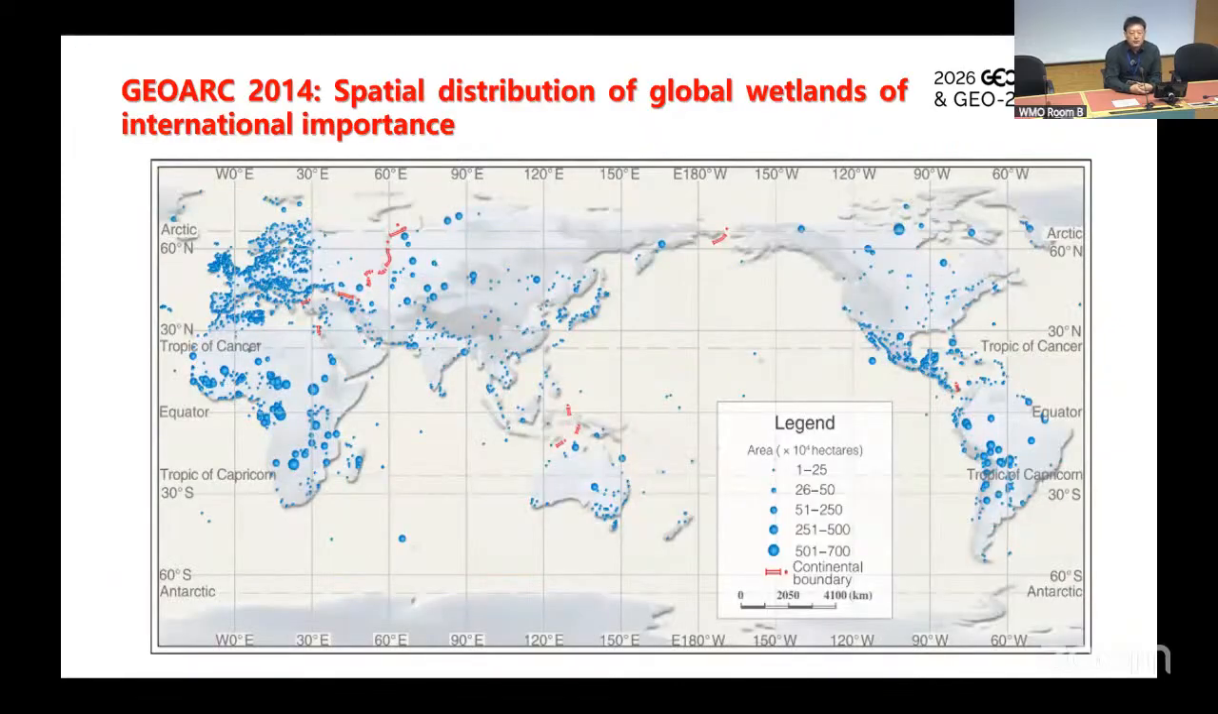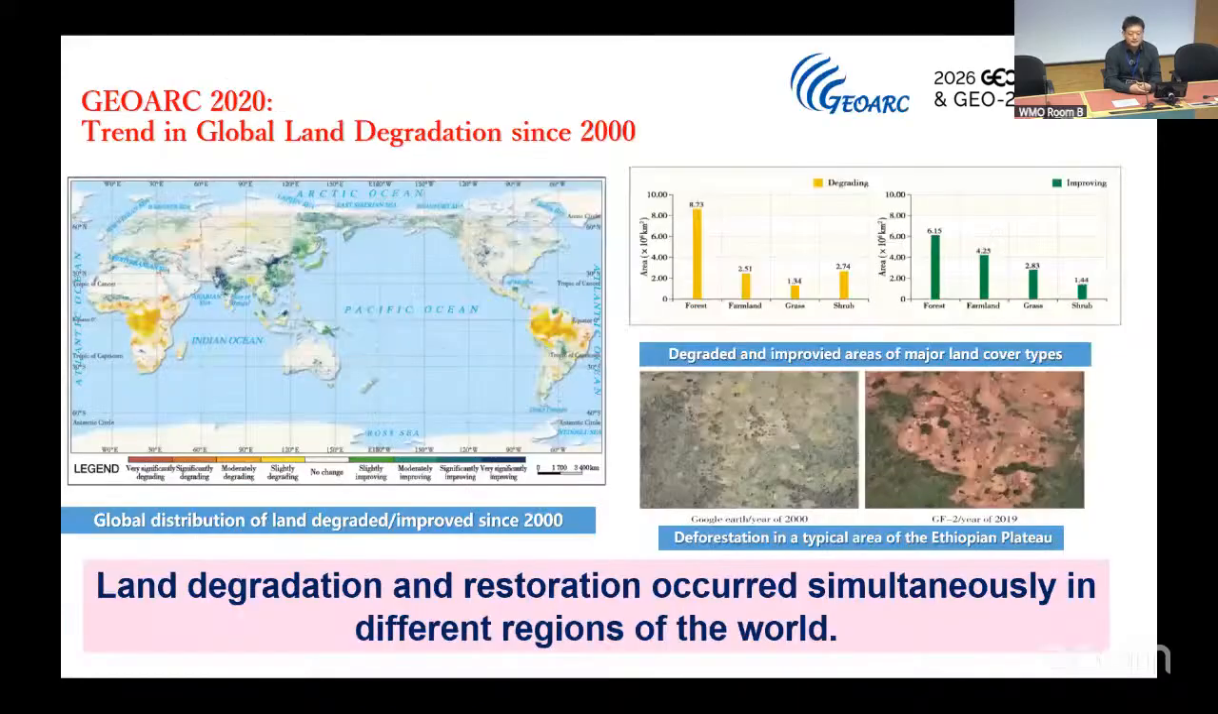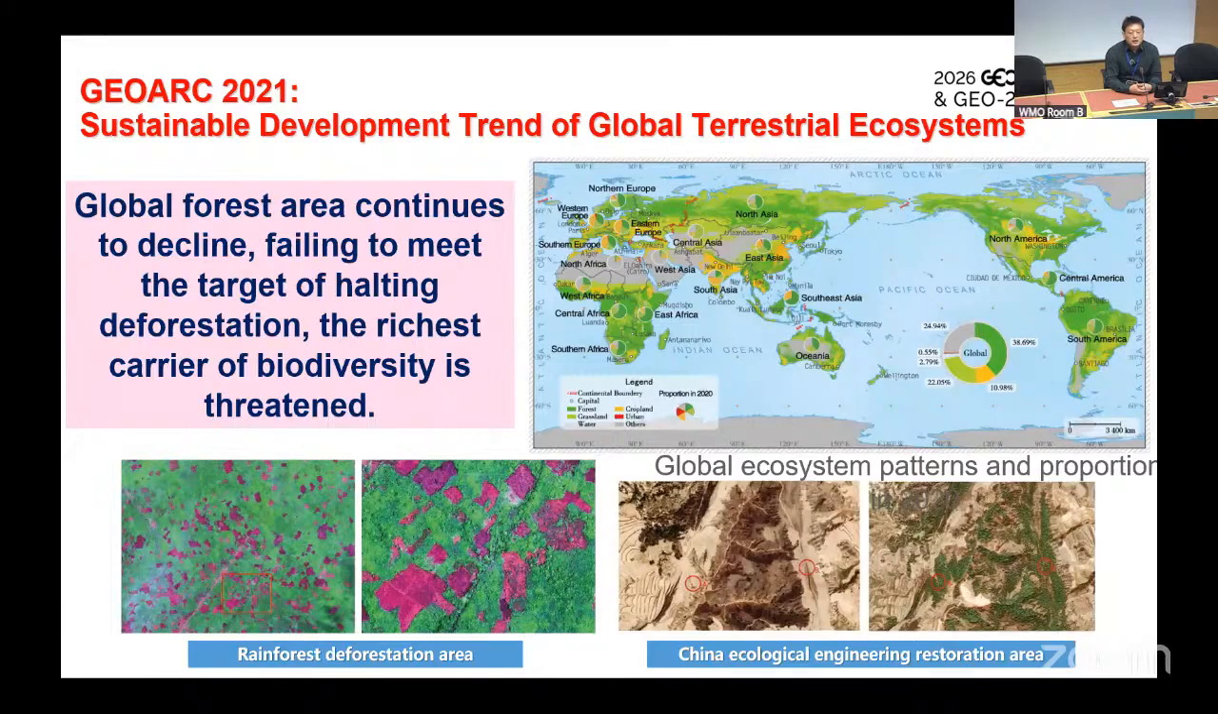The first example is the GEOARC 2014, which talks about the spatial distribution of the global wetlands and their international importance. It's related to the GEO Wetlands. Okay, next, please. The second one is the trend in global land degradation since 2000, and this is related to the GEO LDN.